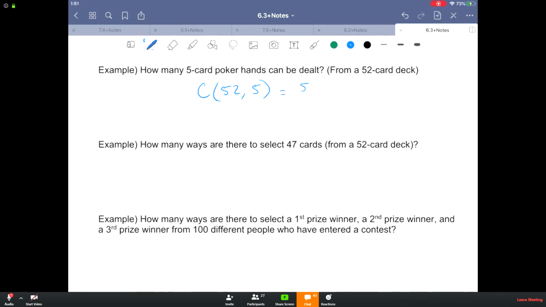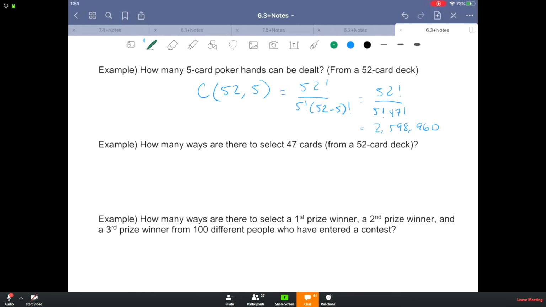All right, and then I'm just going to write it out so you can see this is 52 factorial over r factorial times 52 minus 5 factorial, which is 47 factorial. Right, because I want to make a point with the next part. Okay, so this is 2,598,960. That's how many possible 5-card poker hands there are. You ever get a royal flush? I mean, you're really lucky.